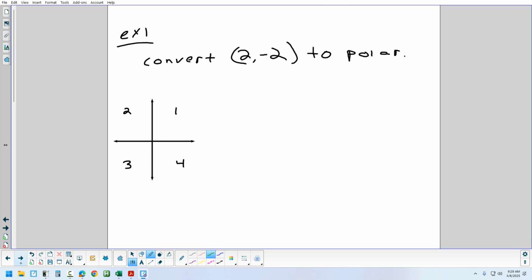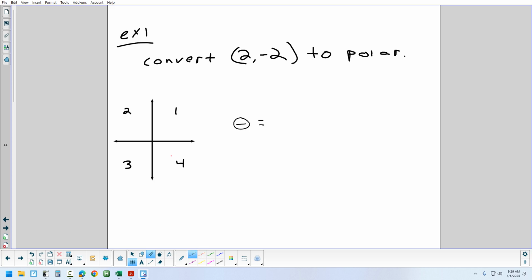Okay, so let's try this one. 2, -2. Whether you want to find r first or theta first, it's up to you. You got to find both. You can do them in either order. But regardless of the order, figure out your quadrant first. What quadrant is 2, -2 in? We don't need a perfect sketch. We just need a quadrant. Yeah? 4. Somewhere right about there. Right 2, down 2. So let's do theta.